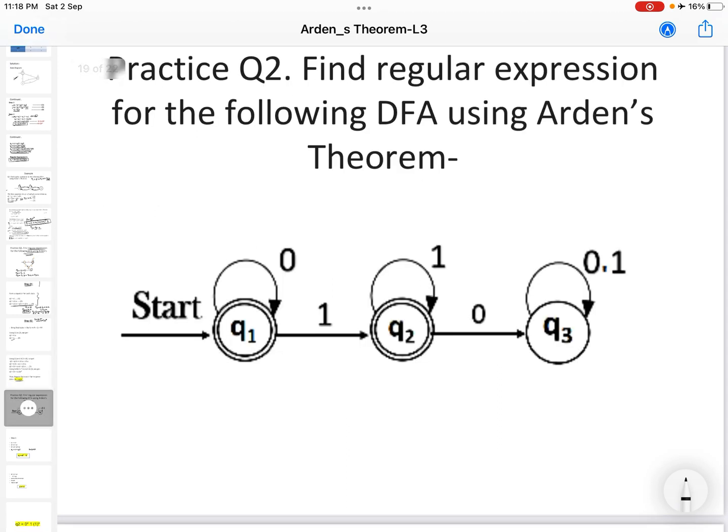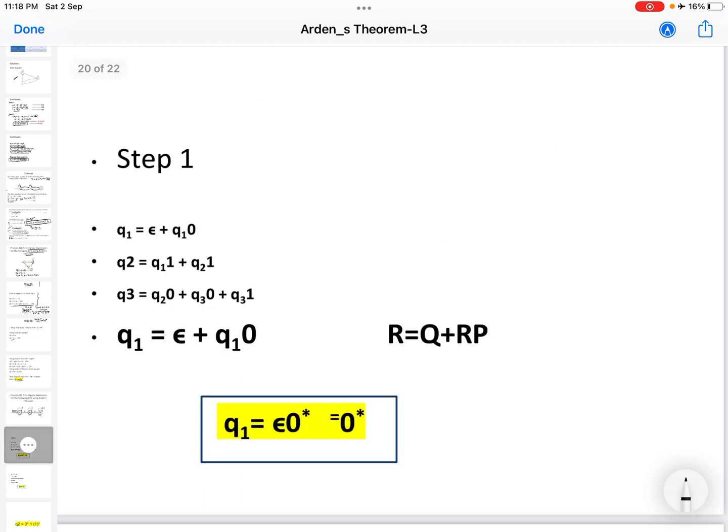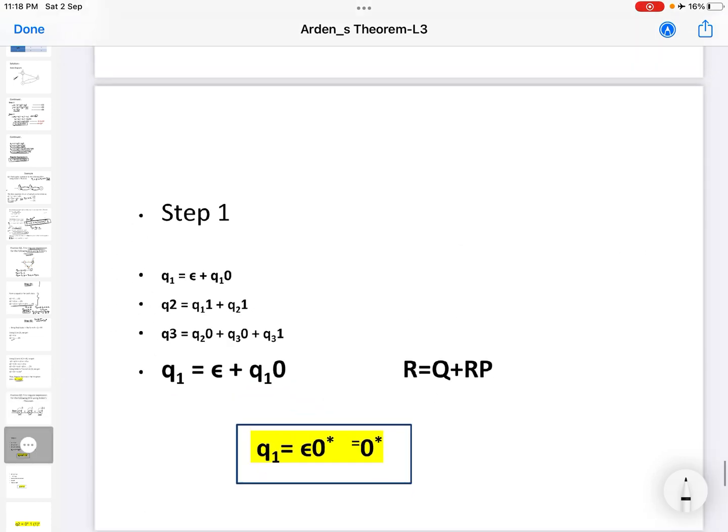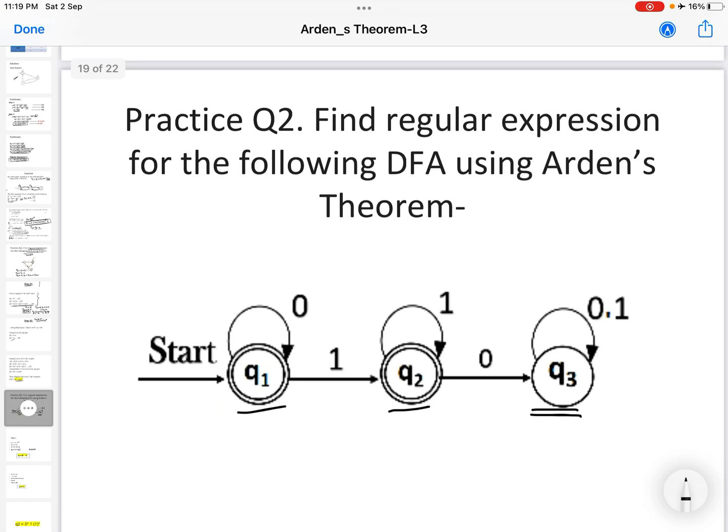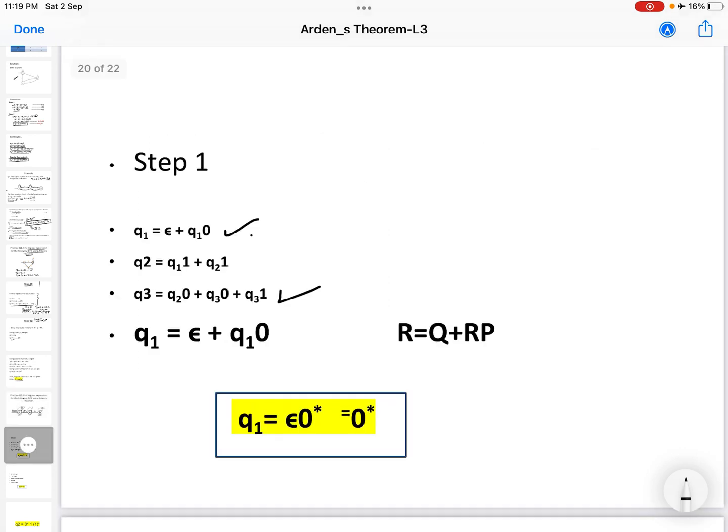Let's see the next question now. Find the regular expression for the following DFA using Arden's theorem. Now you have 2 final states and Q1 will be your initial state. So Q1 will be epsilon plus Q1 into 0. Q2 will be Q1 into 1 plus Q2 into 1, and Q3 will be Q2 into 0 plus Q3 into 0 plus Q3 into 1. So that is what they have written.